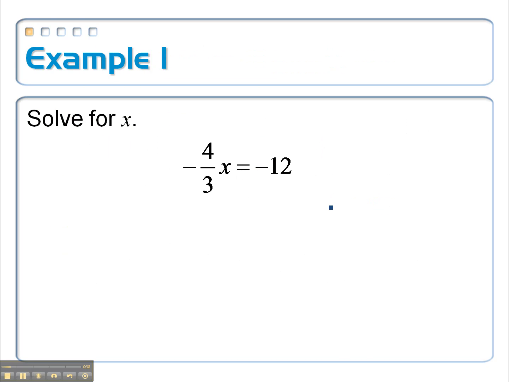So let's try it. These are going to have some fractions in it because I figure maybe some fractions scare you off, but they shouldn't. So I've got negative 4/3 x equals negative 12. So to get rid of this that's in front of the x, I need to multiply both sides by the reciprocal.